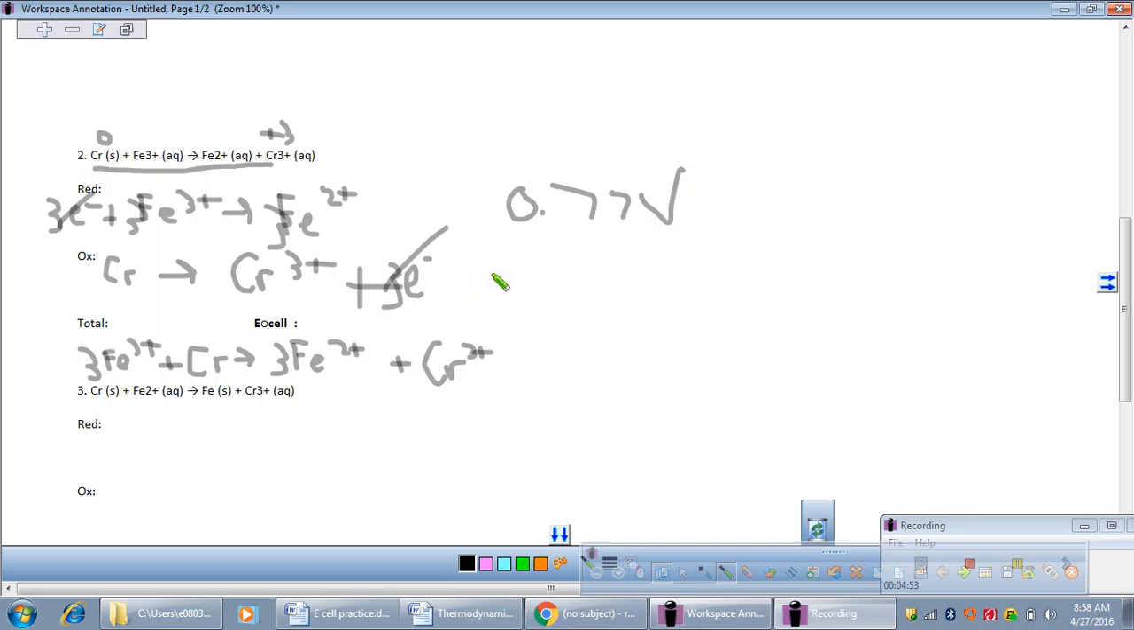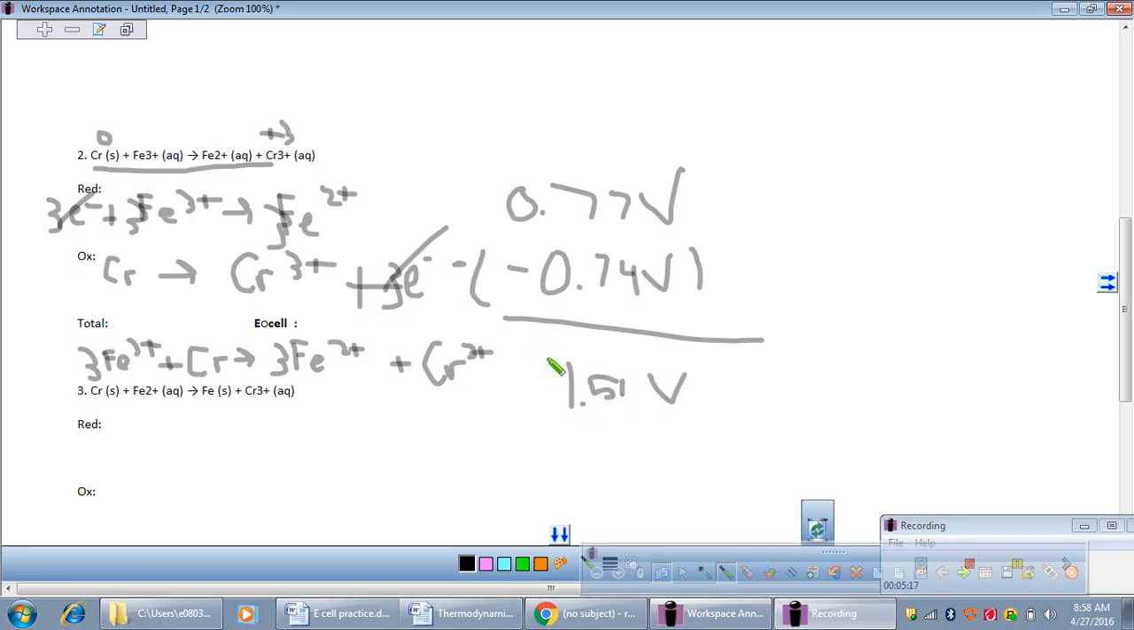Chromium, its oxidation potential we don't have right now, but we do have its reduction potential. It's negative 0.74 volts. But remember, the oxidation potential is just the negative of the reduction potential. So we change that sign, add them together, and we get our E cell, which is 1.51 volts.